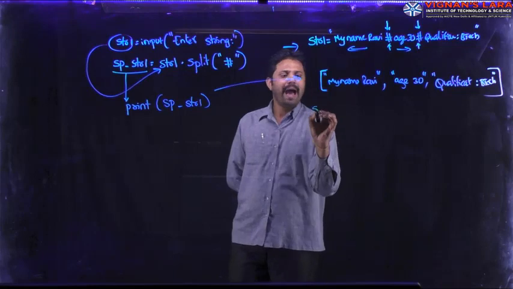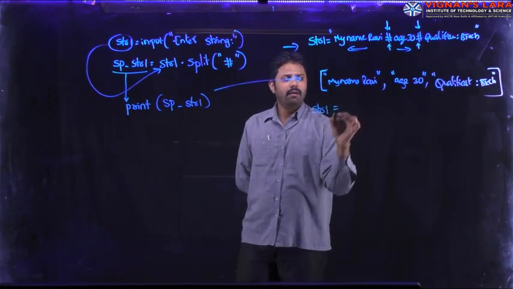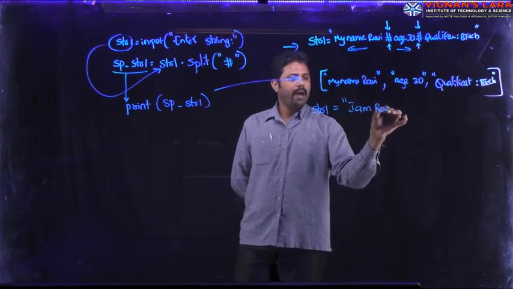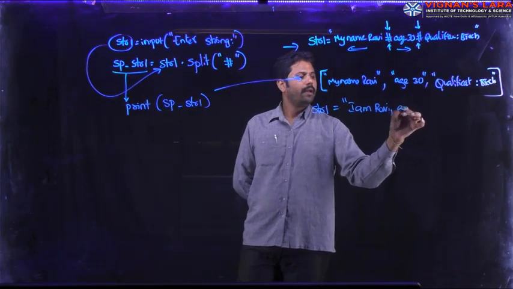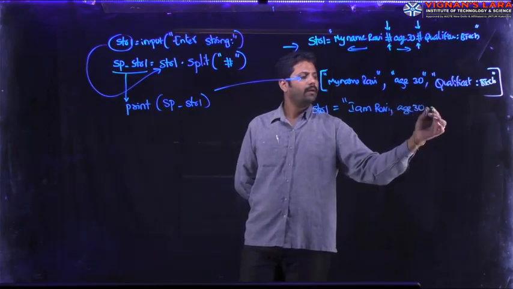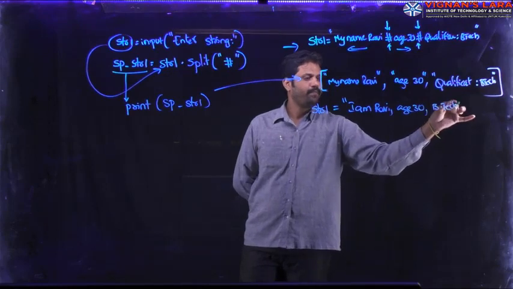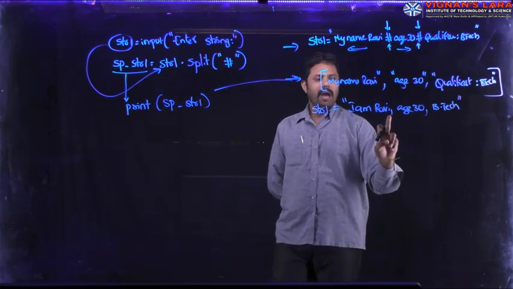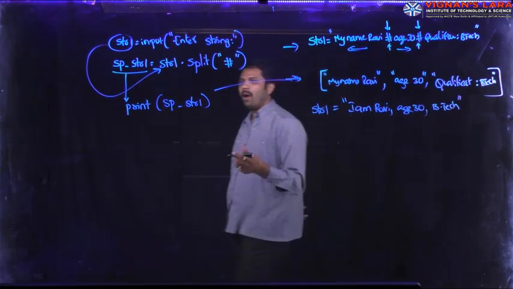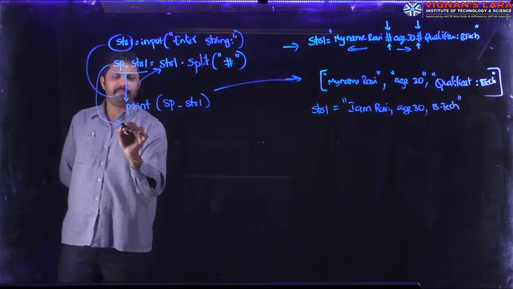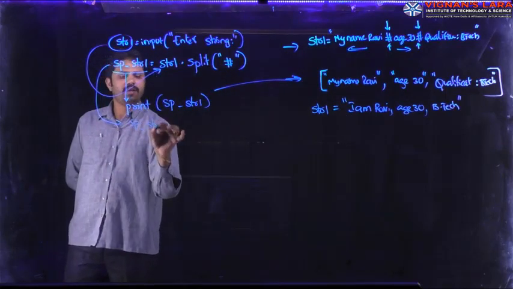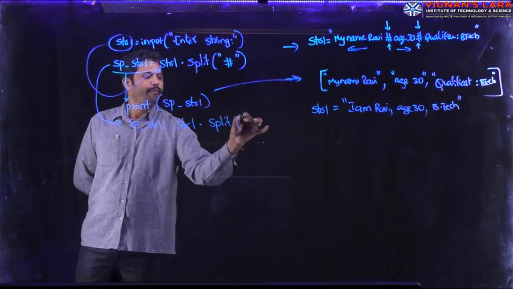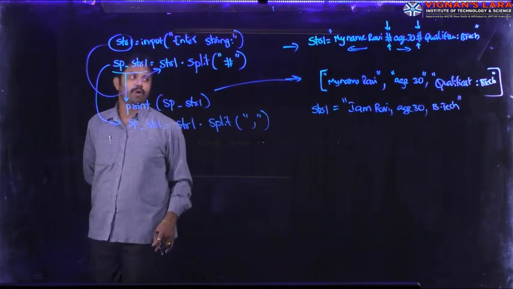For example, I'm going to take another string. I am Ravi, age 30, BTech, like this. Here my split variable is comma. I have taken split as comma. Now you are going to write this same statement: str1 equals str1 dot split of comma. Comma operator is going to be used.